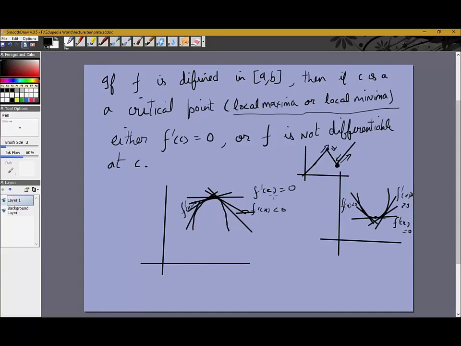Right, note that the opposite of this need not be true, which means if the derivative is 0, that does not mean it's a local maxima or a local minima. And the best example for that is a function like f of x is equal to x cube. From that we get f dash of x is equal to 3x square, which is 0 at x is equal to 0. But this point is neither a maxima nor a minima because the graph of x cube looks something like this.